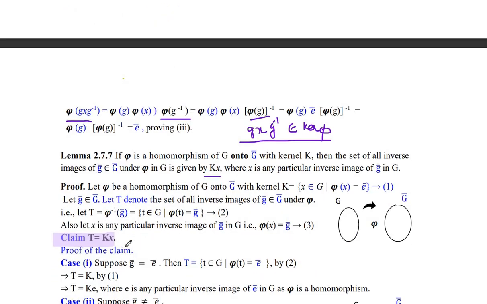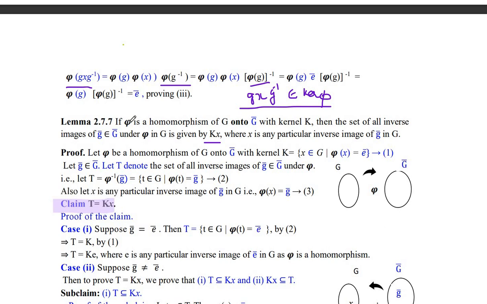Now the next one, we have phi to be a homomorphism of G onto G bar with kernel K.